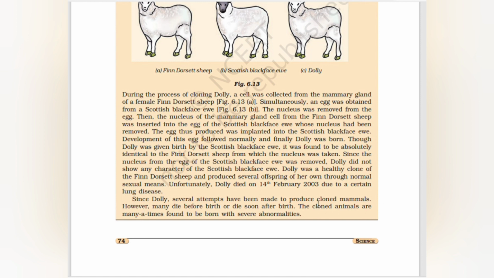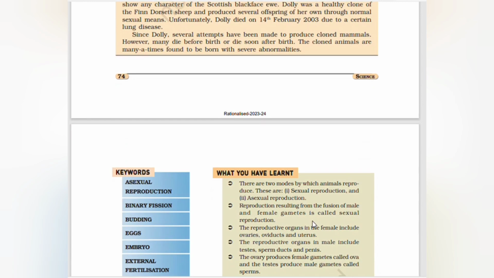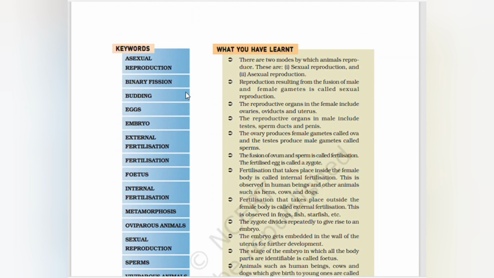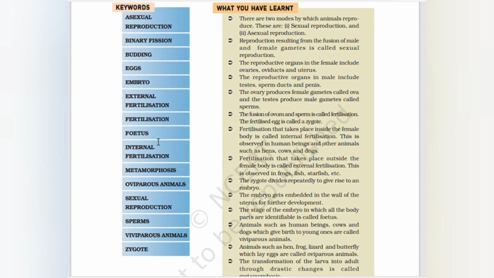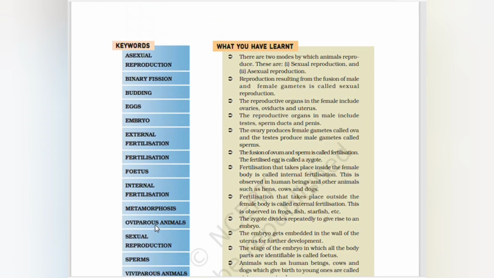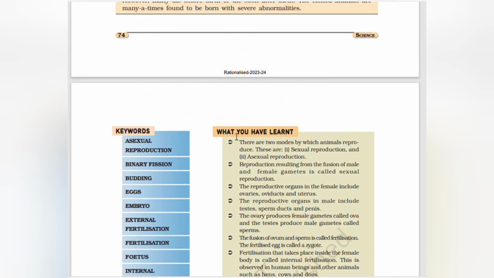Since Dolly, several attempts have been made to reproduce cloned mammals. However, many die before birth or soon after birth. The cloned animals are many a time found to be born with several abnormalities. New words: asexual reproduction, binary fission, budding, eggs, embryo, external fertilization, fetus, internal fertilization, metamorphosis, oviparous animals, sexual reproduction, sperms, viviparous animals, and zygote. These are the new words that have been introduced in this chapter.